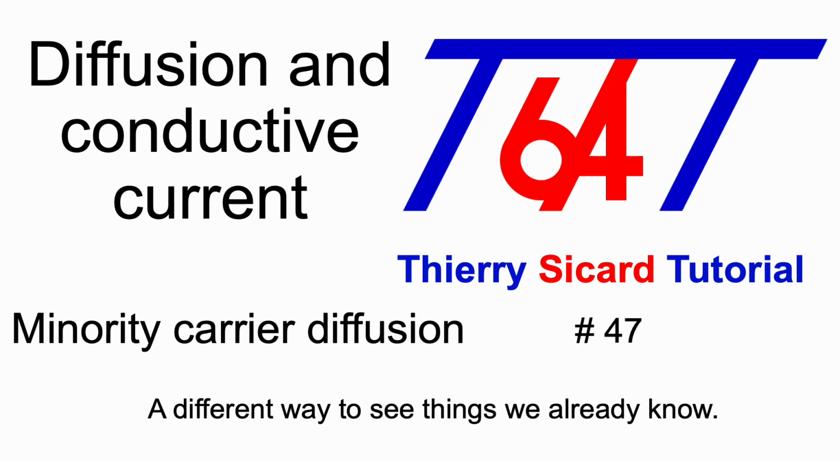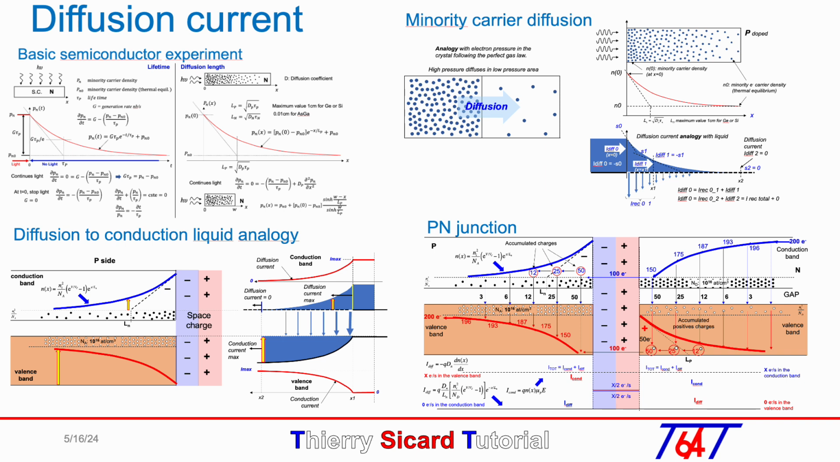Hello everyone, in this Theory C-car tutorial number 47 we will explain the minority carrier diffusion, starting with a basic semiconductor experiment and followed by a liquid analogy to explain the diffusion current and electron-hole recombination. We will finish with an animation to follow and be focused only on electrons crossing a p-n junction, where holes are just considered as available low energy positions and not really as positive moving charges.